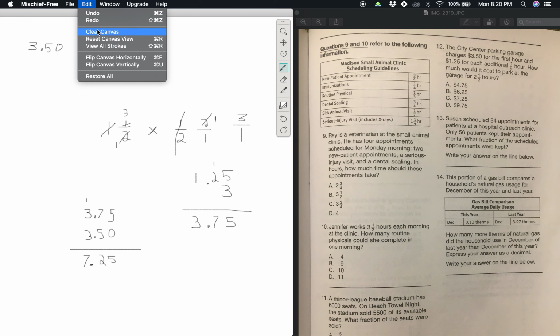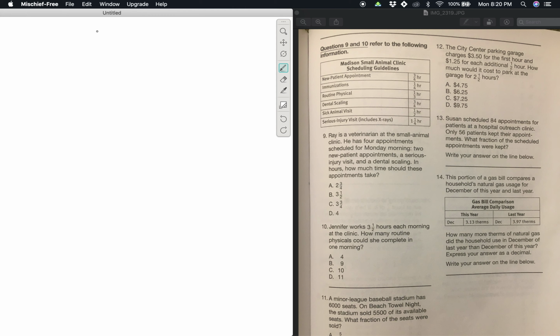Okay, now we are on number 13. Susan scheduled 84 appointments for patients at a hospital outreach clinic. Only 56 patients kept their appointments. What fraction of the scheduled appointments were kept? So we have 56 out of 84. Again, that's already a fraction, but we need to reduce it, okay?